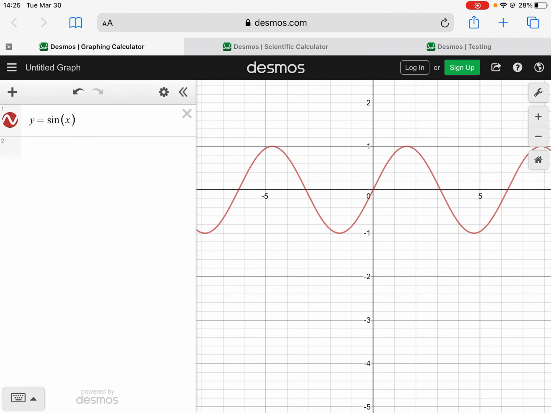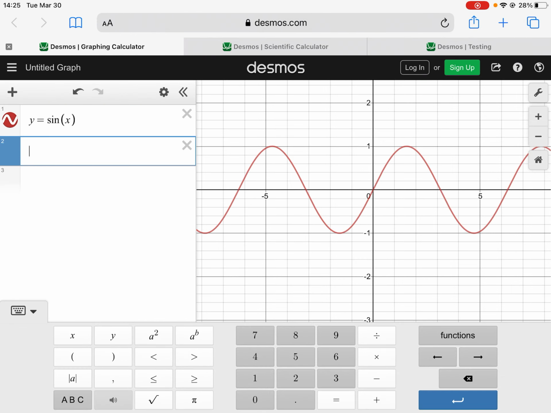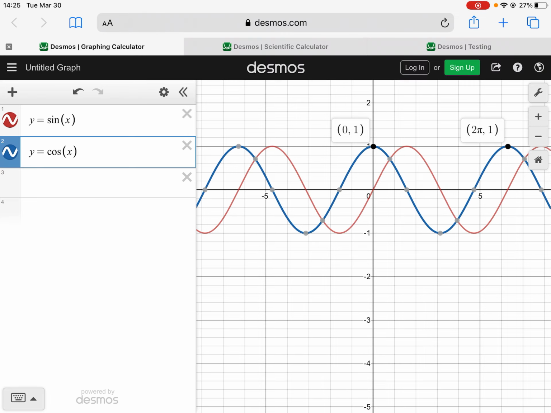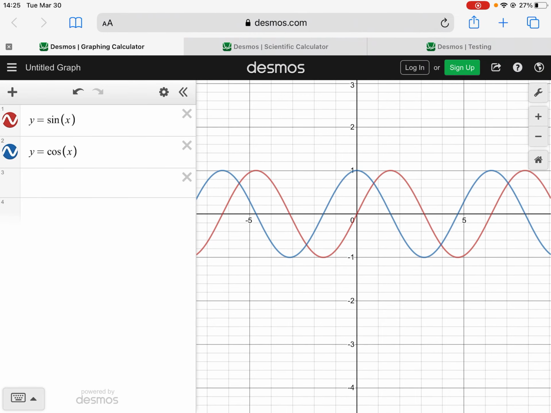Now, the axes can be adjusted to make it look a little bit nicer. Let's go ahead and graph y equals cosine of x before we do that. So here's y equals cosine of x. Same sort of thing, right? It starts at its max, and then at 2 pi it's at its max again.